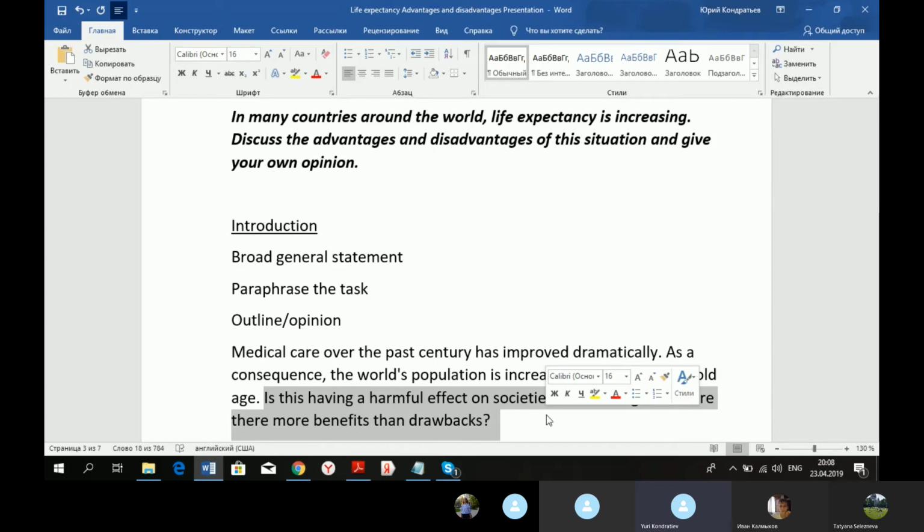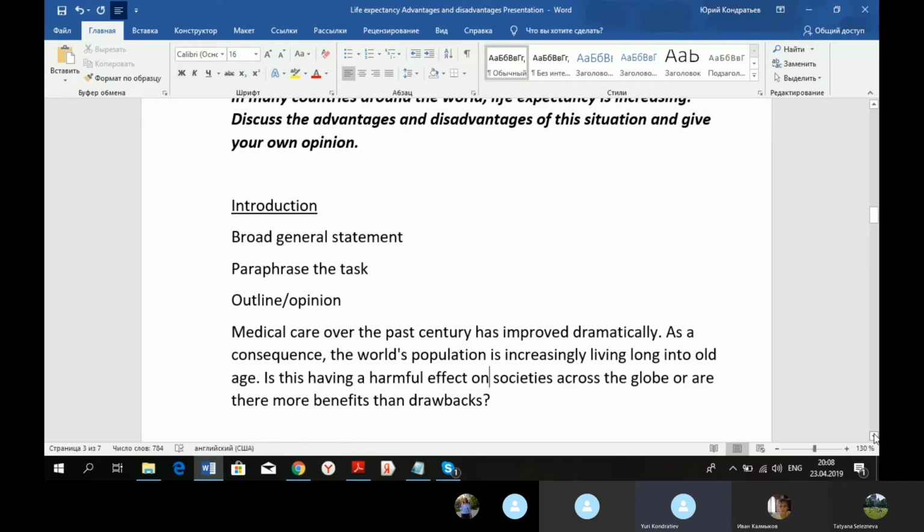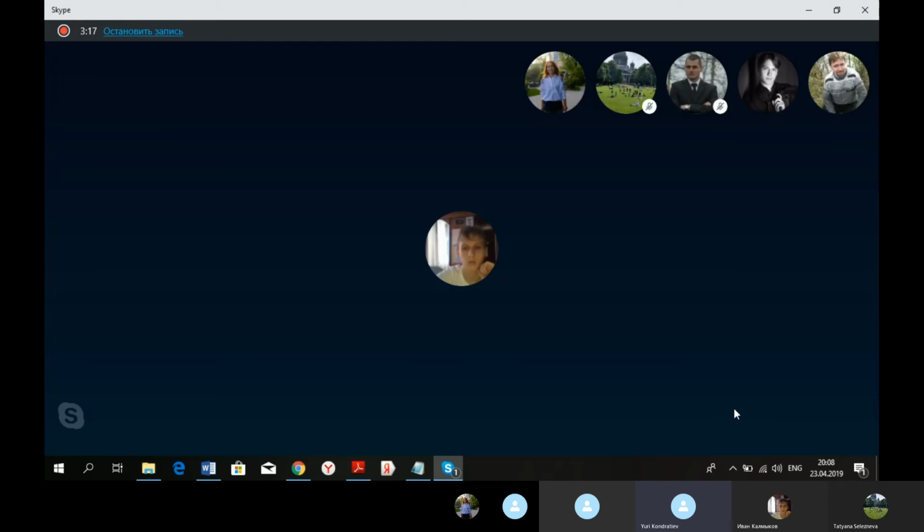You can write in this essay, I'm going to look at or touch upon the advantages and disadvantages, but I decided to use a rhetorical question. Is this having a harmful effect on societies across the globe, or are there more benefits than drawbacks? Okay, so there are three sentences in the introduction. Now you have 5 minutes to write your own three sentences. Please write them in the chat box and we're going to discuss. I'm going to give you my feedback. Okay, I hope you can all hear me.